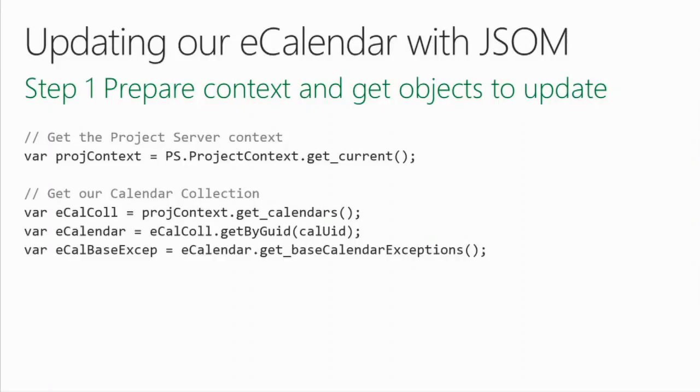The first step is we prepare our objects, our context. We start off with our reference to project context, which is our current PWA instance that we're authenticated with and does all that stuff happily in the background. We don't have to worry about it. Then we instantiate all of these particular objects. So from our context, we're going to get the list of enterprise calendars from JSON. Then we're going to get one calendar from that collection. In order to do that, we're going to have to pass the UID of that calendar. And then once we've got that calendar, we get the exceptions for that calendar.